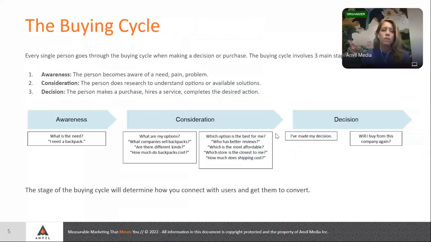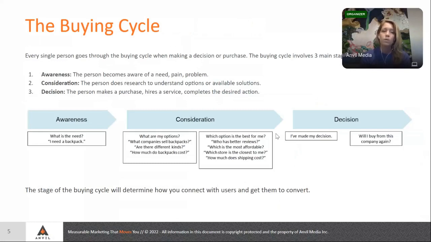Cool. And somewhat related to that is what we refer to as the buying cycle. It's somewhat similar to conversion funnels, but it's more at a high level. And what we are talking about in terms of the buying cycle is essentially a process that every single person goes through when they are making some sort of decision or purchase. And so for the buying cycle, there are really three main stages. The first is awareness. So it's when a person becomes aware that they have a need, a pain, or a problem. The second stage is consideration.